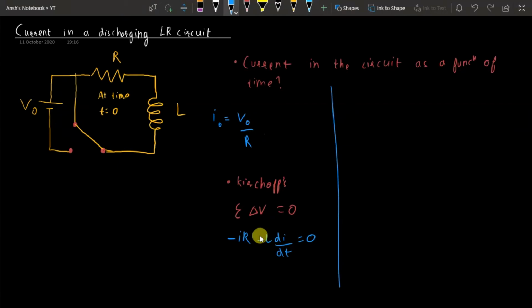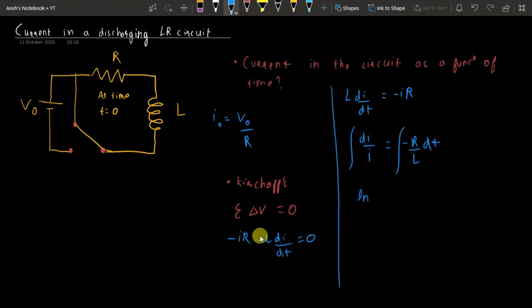So let's do that. We'll readjust the equation and write it as L di by dt is equal to minus IR, and then rearrange some more and write it as di by I is equal to minus R by L into dt. We've only rearranged the terms on both sides of the equation. Now let's integrate both sides of the equation.